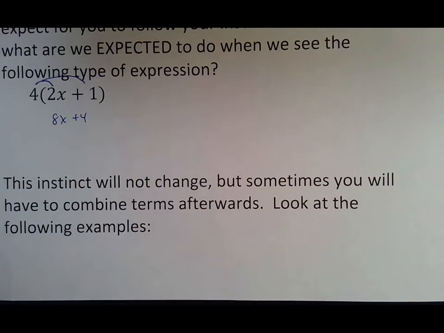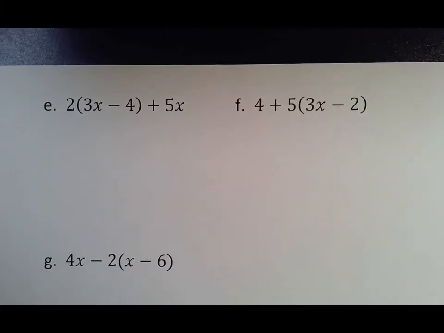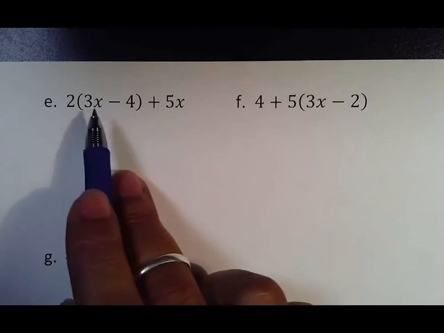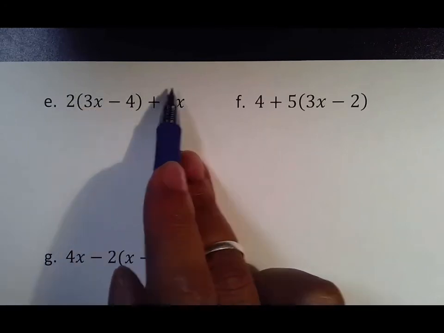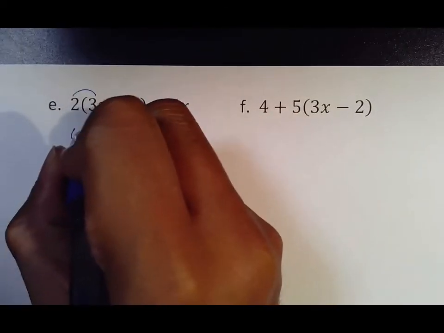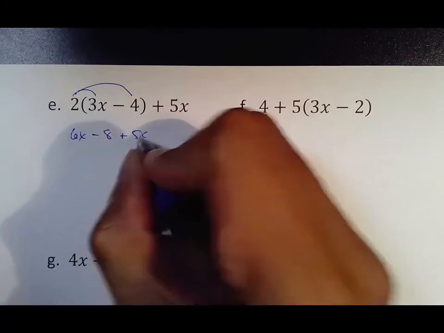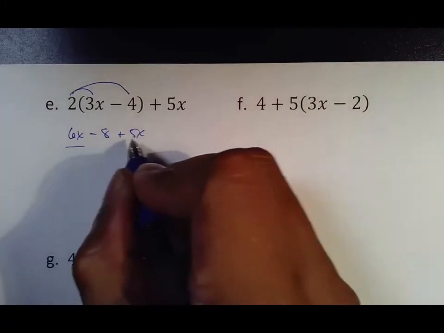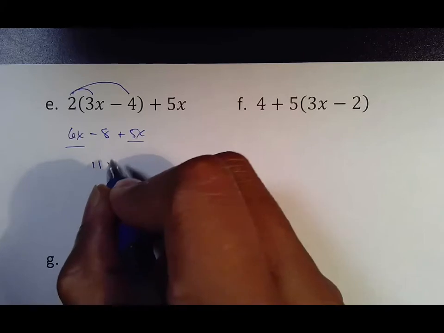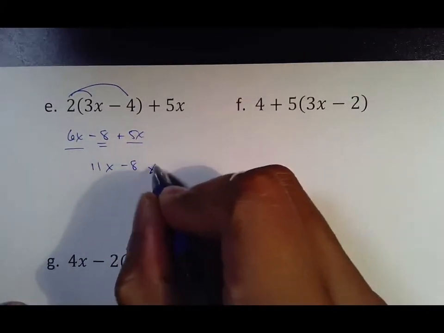The instinct doesn't change, but sometimes now that you're used to it and we're moving forward, you might have to combine like terms afterwards. But again, you'll have to just train yourself to start looking at that and looking for that. So when you see something like this, first off, it's a hint because you've got a distributive property with another thing on the outside, which means it's probably going to combine with something. So 2 times 3x being 6x, 2 times negative 4 being negative 8, and then bring down your 5x. Now notice you have 6x and 5x, which can go together to make 11x, and then your minus 8 comes down.